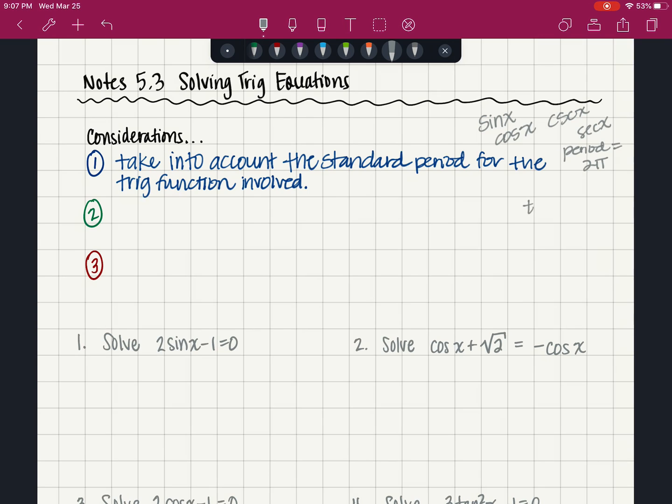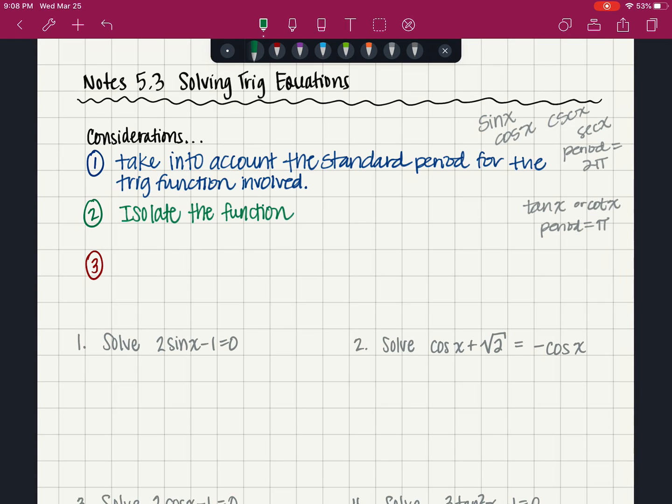If we are solving for a variable involving the tangent of x or the cotangent of x, that period is just pi. Another consideration we need to take into account is trying to isolate the function. So everything that we did in the previous lessons, where we were verifying and simplifying, all of those techniques are going to help us in solving complicated trig equations.